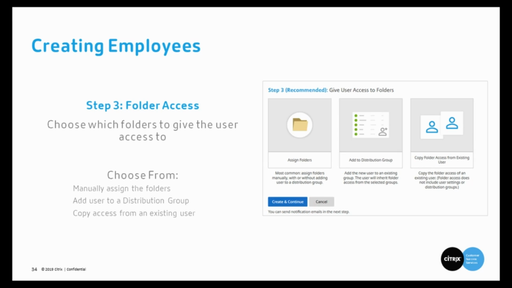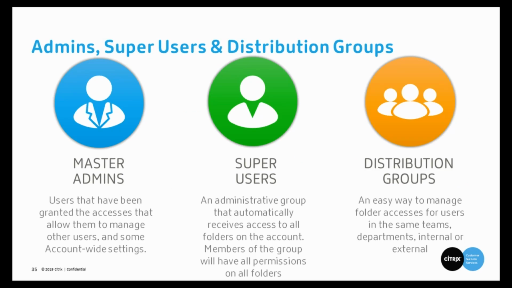Okay, and step 3 will be basically to set up the folder accesses. At this point, we will be able to either assign this specific employee or user to a folder, add them to a distribution group, or also copy access from an existing user in order to clone those accesses to this specific employee. Share file will allow you to have different ways to control who is accessing this content.